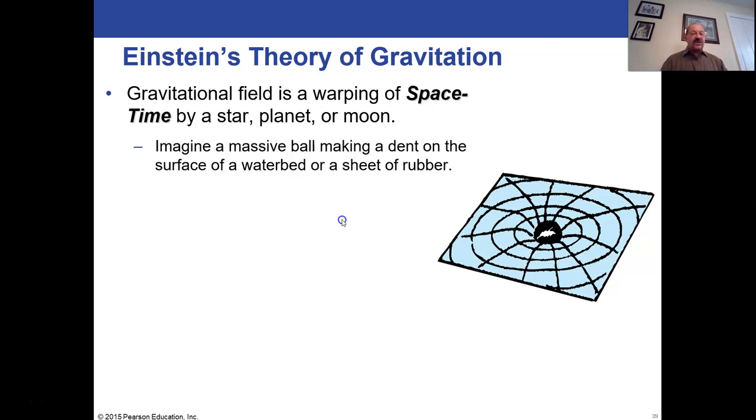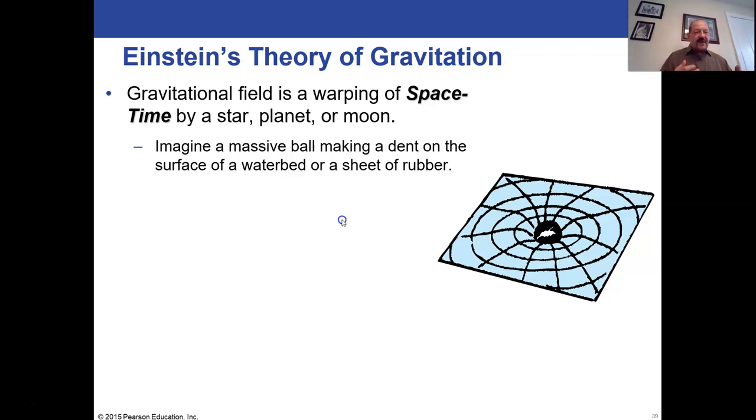All right, so let's talk a little bit about Einstein's theory of gravitation. So Einstein said that gravitation is actually a warping of space-time by any object with a mass. So that could be a star, a planet, a moon, you, me, a truck, an ant, a proton, anything. The more mass of the object, the bigger dent in this space-time fabric, the fabric of the universe.